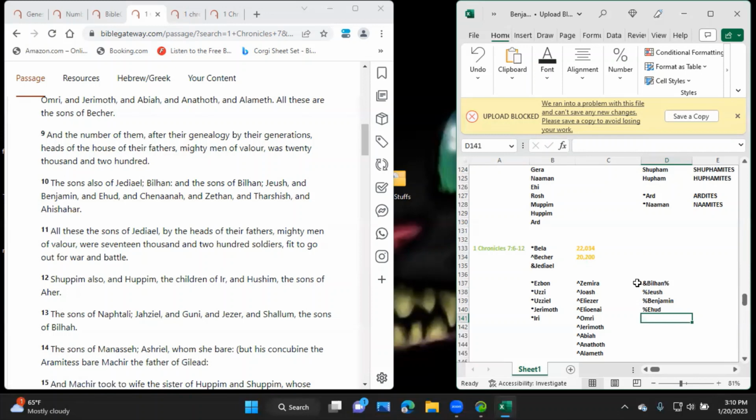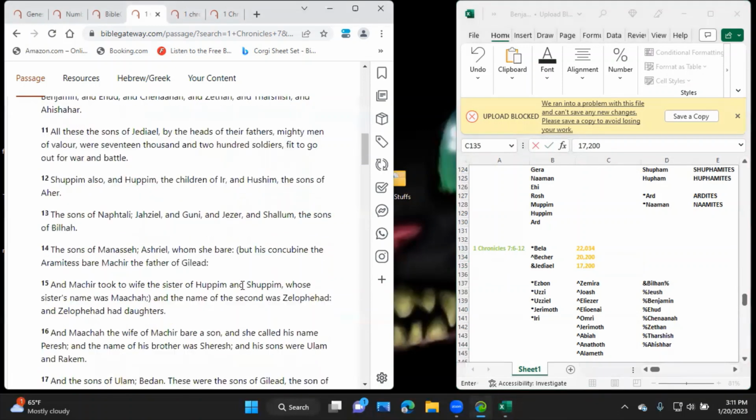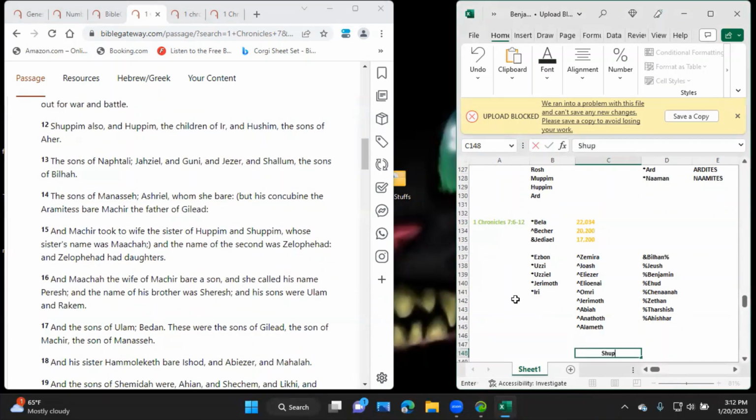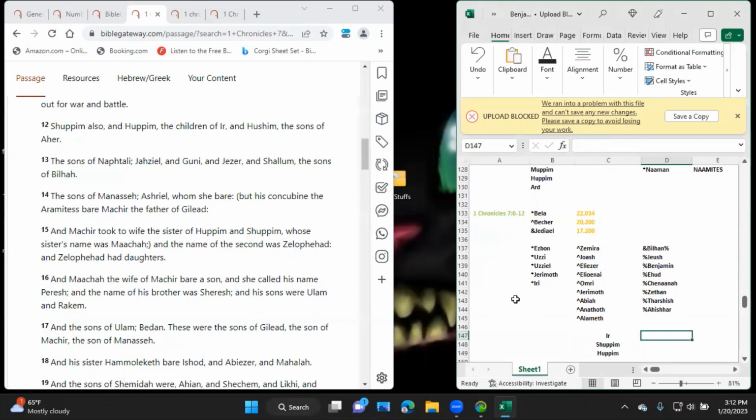In verse 10, and Ehud and Naana, Zethan, Tharshish, not to be confused with Tarshish from the book of Jonah, and Ahishahar. All these, the sons of Jediel, by the heads of their fathers, mighty men of valor, were 17,200 soldiers fit to go out for war and battle. That's 17,200. Jumping down to verse 12, Shuppim also, and Huppim, the children of Ir, and Hushim, the son of Aher.